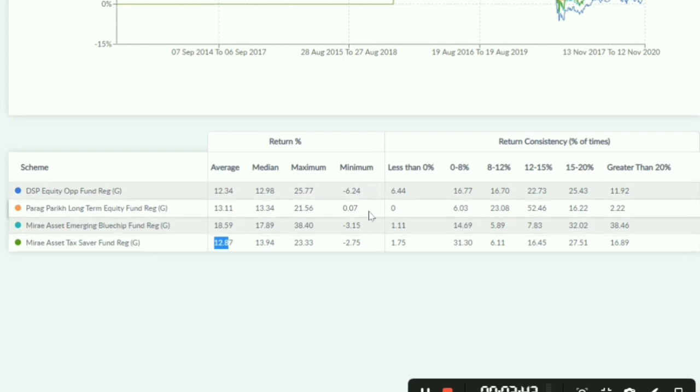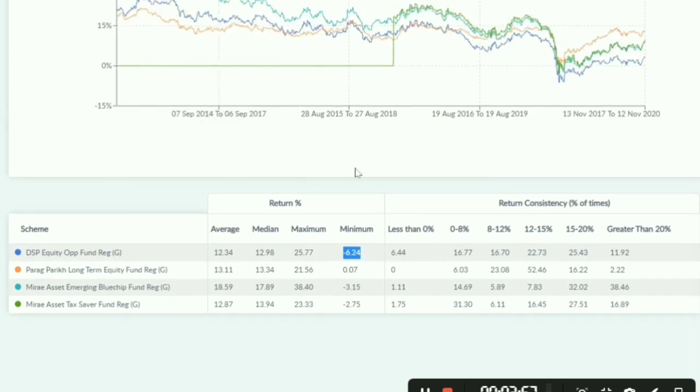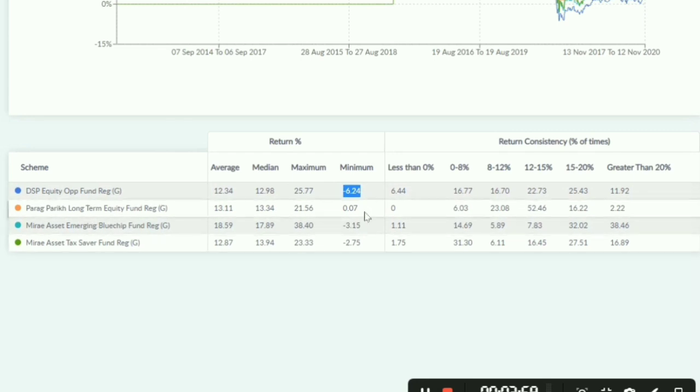the minimum. The minimum is minus 6.24 for 3 years in DSP. So at one point there has been a negative return in this period starting from December 2013. PPFAS has had no negative return; the minimum is 0.07. Mirae Asset Emerging has also got a negative return. Then Mirae Asset Tax Saver also has a negative return in this period.